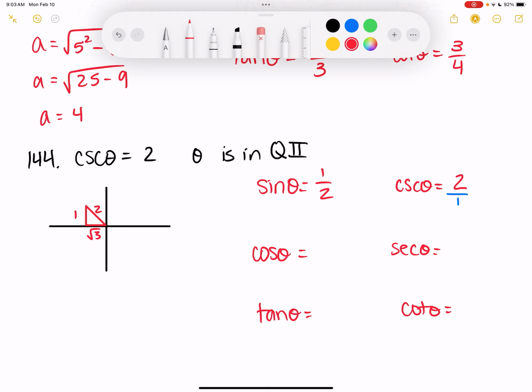So which number should be negative here? Yep, root 3 should be negative. Hypotenuse is always positive, and the y value is on top, so it's positive. So it's 1, 2, and negative root 3 are my values. So now, what would the cosine of this angle here be?